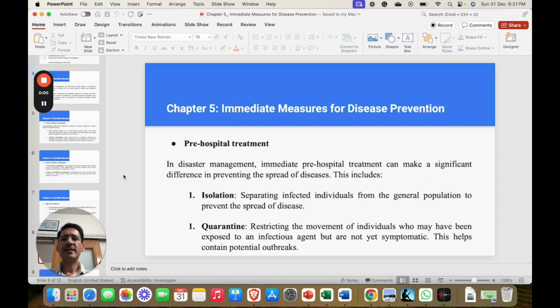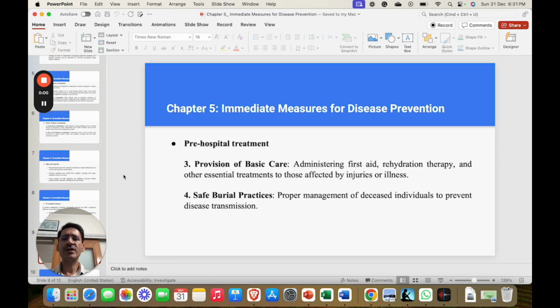Pre-hospital treatment. In disaster management, immediate pre-hospital treatment can make a significant difference in preventing the spread of diseases. This includes isolation, separating infected individuals from the general population to prevent the spread of disease. Quarantine, restricting the movement of individuals who may have been exposed to an infectious agent but are not yet symptomatic. This helps contain potential outbreaks. Provision of basic care. Administering first aid, rehydration therapy, and other essential treatments to those affected by injuries or illness. Safe burial practices. Proper management of deceased individuals to prevent disease transmission.